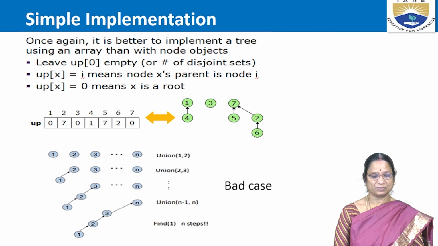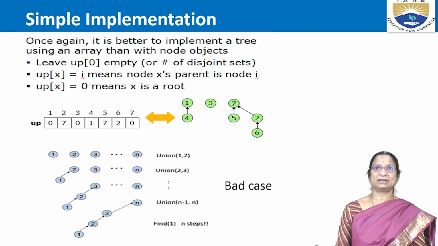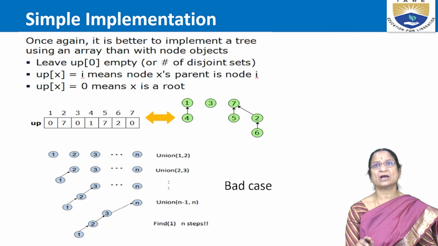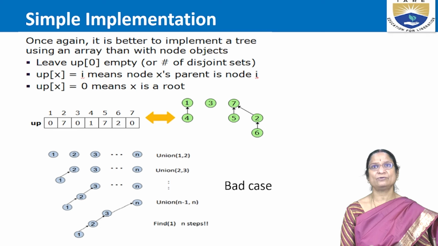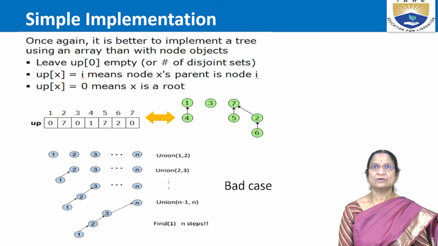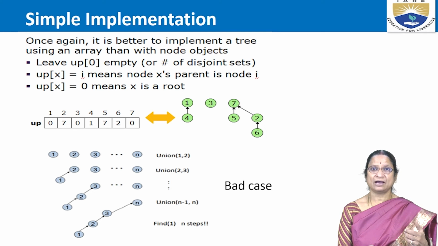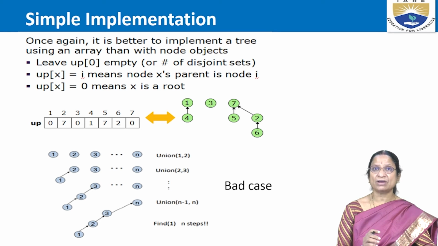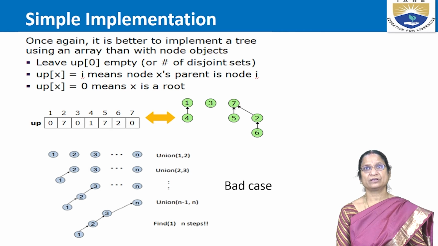So, up of 1, up of 2, up of 3, etc. How to represent the content of each element? Up of x is equal to i means the node x is the parent node of i. Node x is the parent node of i. Right? Because observe here, the values and indices are the same. If the values and indices are different, then we have to take a different approach.